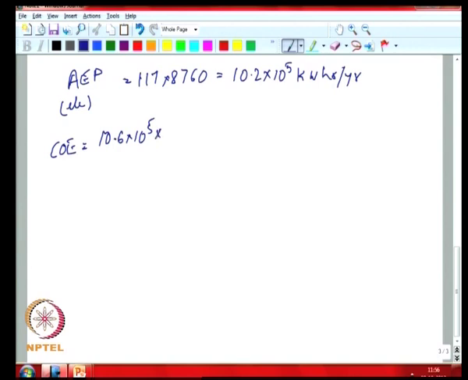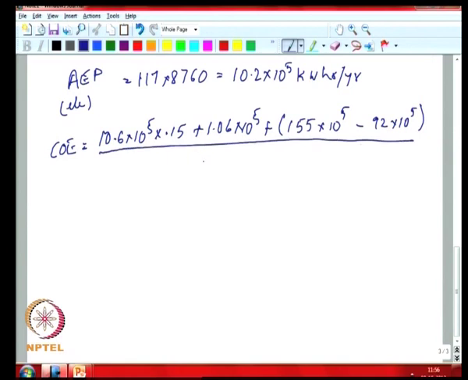Capital cost into interest rate, which is 15%, plus 1.06 into 10 to the power of 5, which is your annual operation and maintenance cost, and 155 into 10 to the power of 5, which is your fuel cost, minus 92 into 10 to the power of 5, which is your thermal saving, divided by 10.2 into 10 to the power of 5. So, this works out to be 6.39 rupees per kilowatt hour.